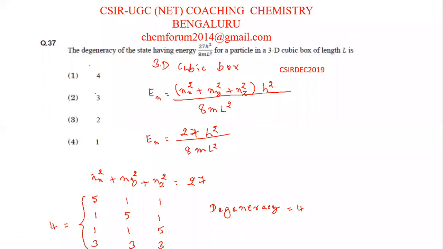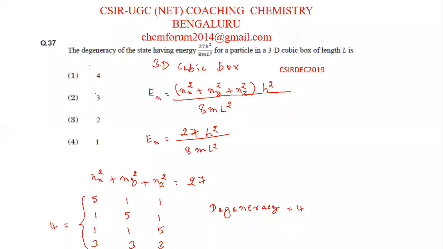In this topic, we will discuss the problems which appear from the section of particle in a box in different exams like NET and GATE exam. The first question reads: the degeneracy of the state having the energy 27 h square by 8 m L square for a particle in a 3D cubic box of length L is. We need to find the degeneracy of this energy state.